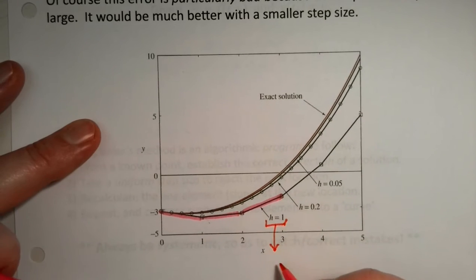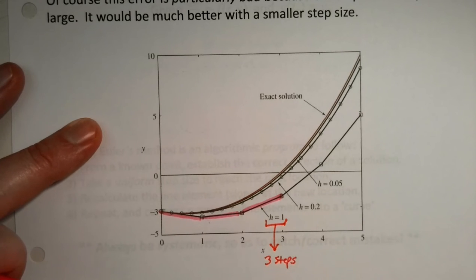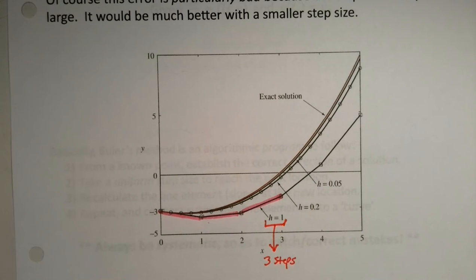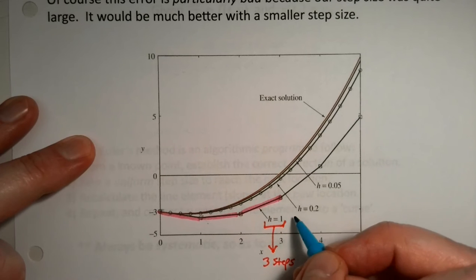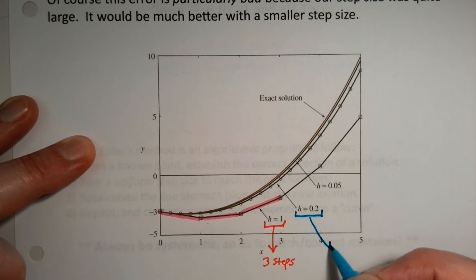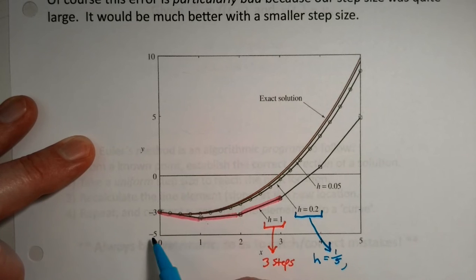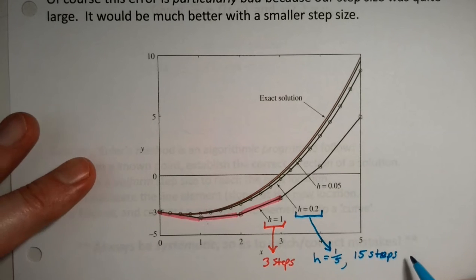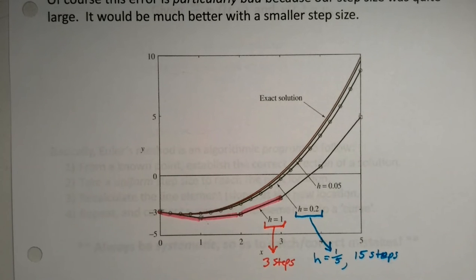So keep in mind, a step size of 1 meant we had to go 3 steps. That means 3 different calculations. But if we decided to go with a step size of 0.2, this would mean a 1/5 is our step size. And that means in order to cover the same distance, 3 units, we'd have to do 5 steps for each 1 unit. 5, 10, 15. This is 15 steps. So if you can imagine doing 15 of those calculations, you could get a pretty accurate answer.